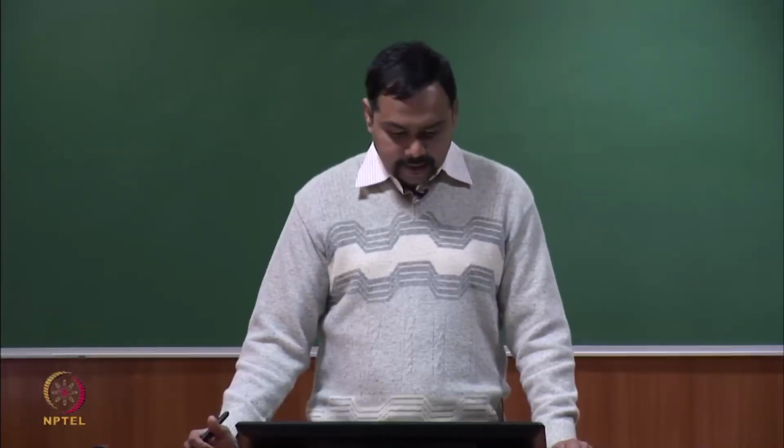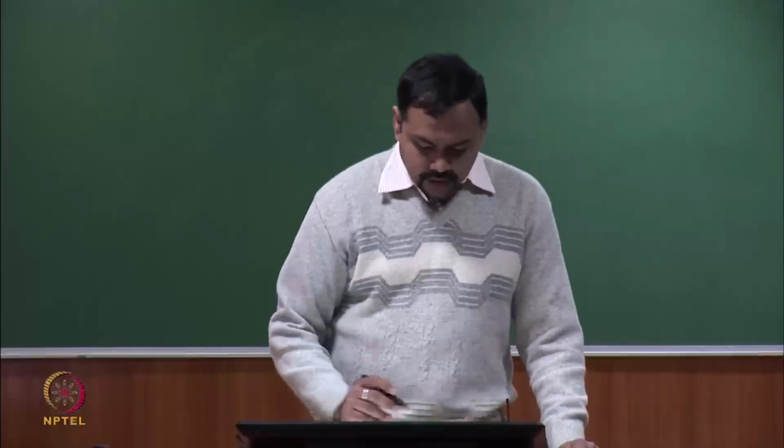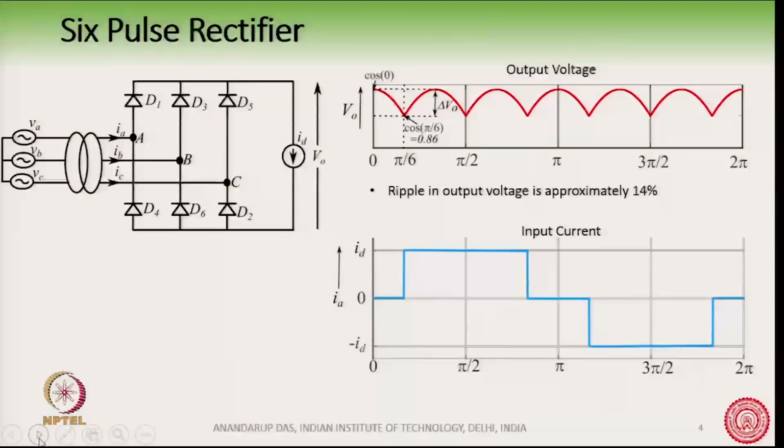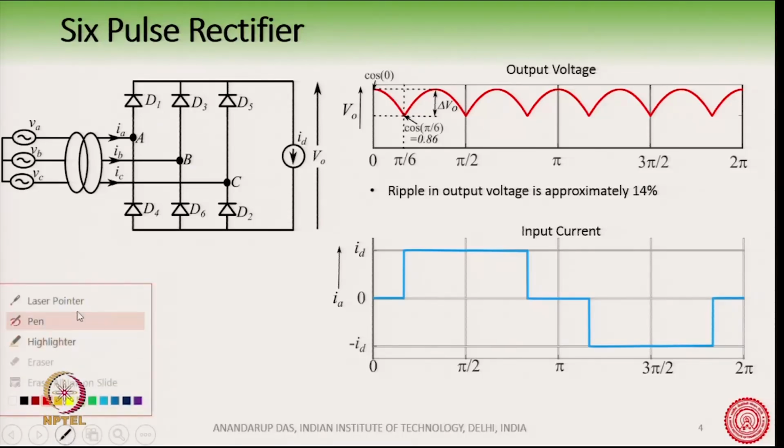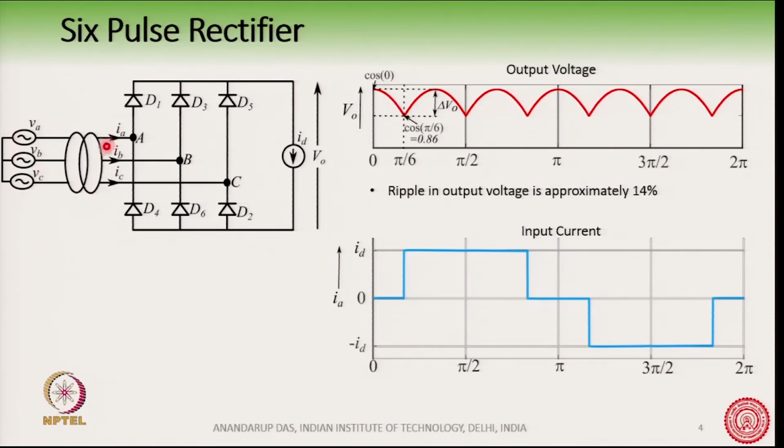Now, this is the 6 pulse rectifier. Here you can see we have an input AC and a transformer, and the transformer feeds a 6 diode, 3 phase diode bridge rectifier, and on this side we have a current source which represents the load. Usually we have the transformer here.